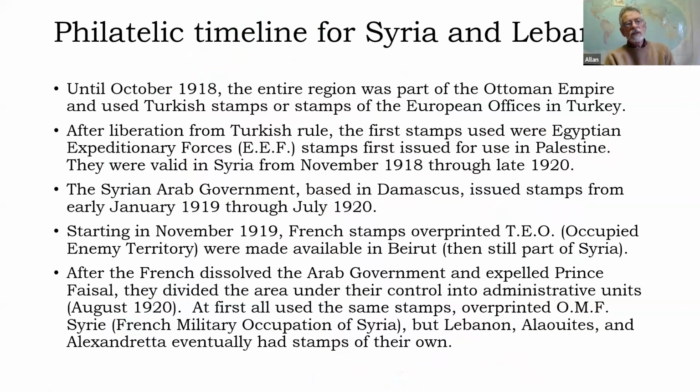So here's a timeline. This goes over some of the material I've covered in previous presentations. First of all, the whole area was originally Turkish, and then the first stamps used were the Egyptian Expeditionary Forces stamps, later replaced by Syrian Arab government stamps in the interior. And starting in November 1919, French stamps with the overprint TEO, Territoire Ennemi Occupé.